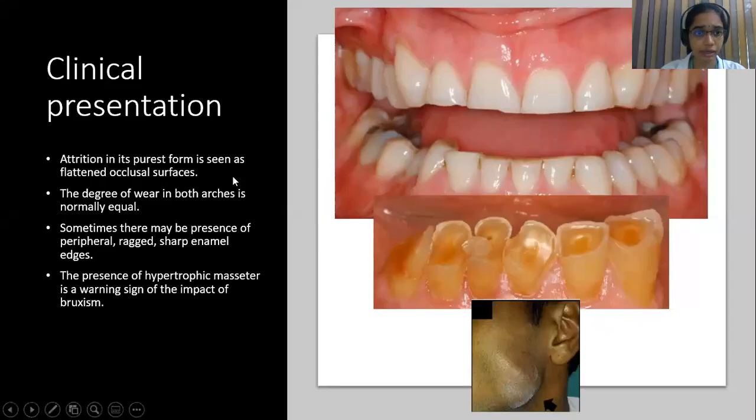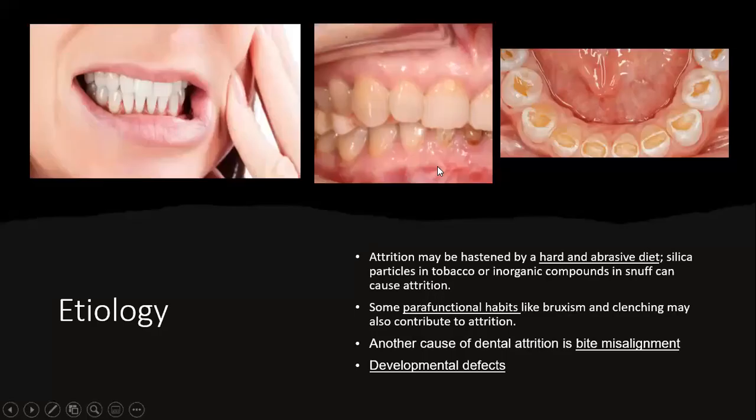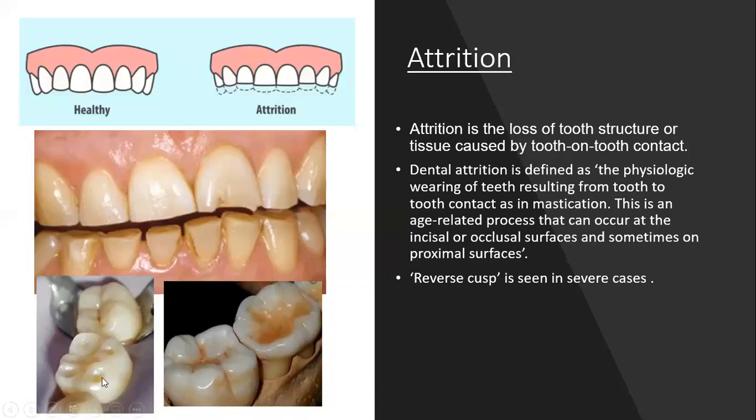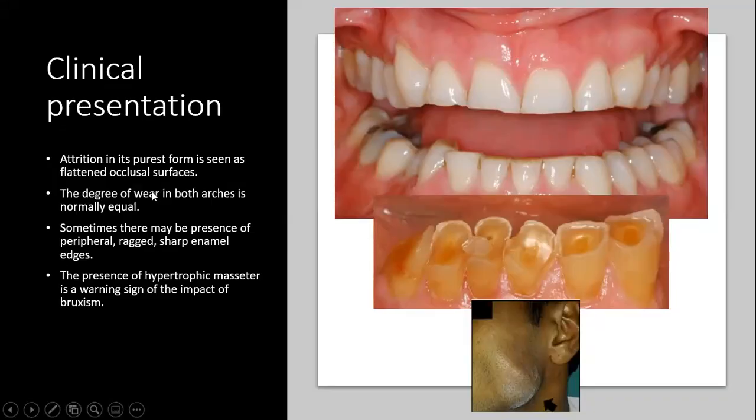Coming to the clinical presentation, attrition in its purest form is seen as flattened occlusal surfaces. In this image, you can see the upper and lower incisors having flattened occlusal surfaces. In the previous slide, you can see the molar having slightly flattened occlusal surfaces. The degree of wear in both arches is normally equal. Sometimes there may be a presence of peripheral ragged sharp enamel edges.